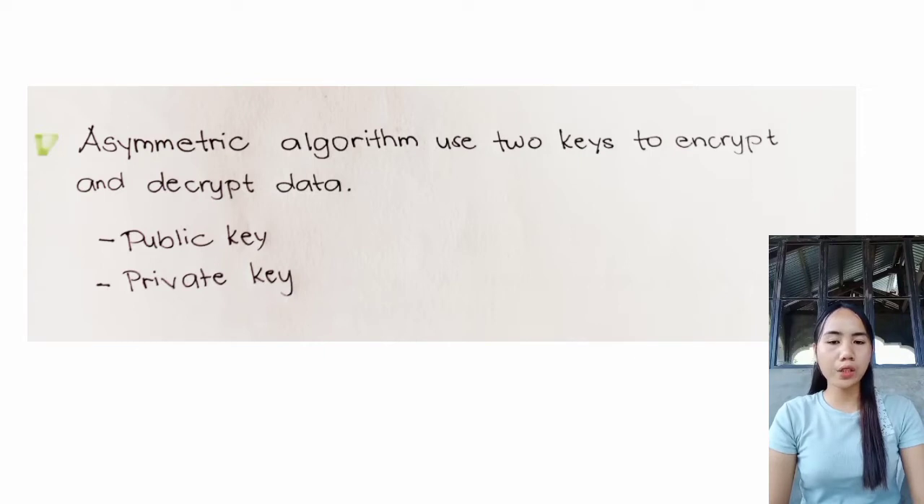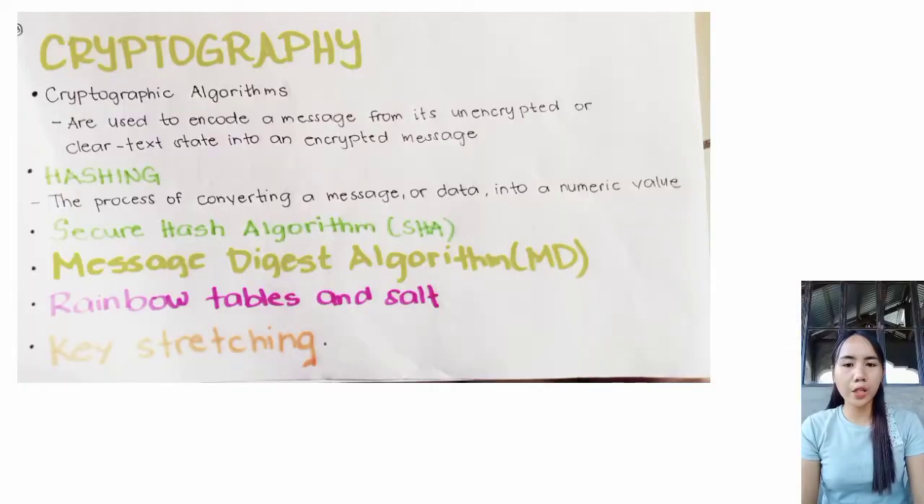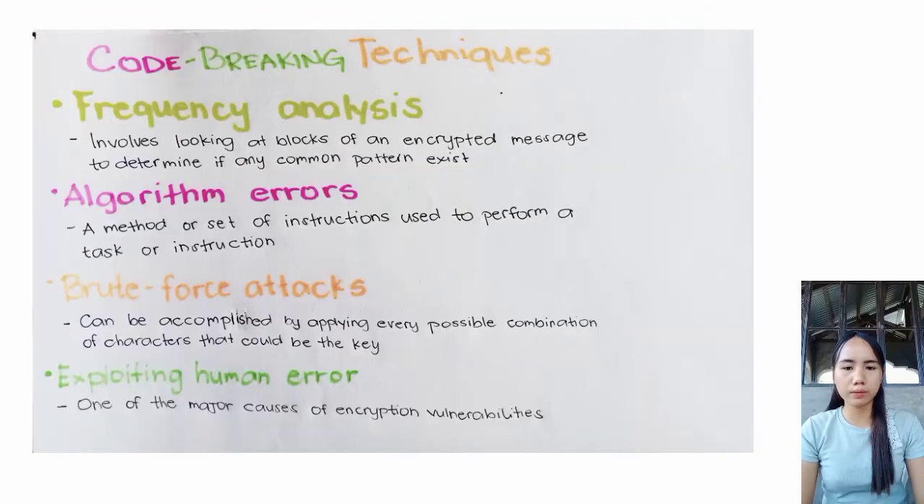As implied in the name, cryptography algorithms are used to encode a message from an unencrypted or clear text state into an encrypted message. We have hashing. Hashing is a process of converting a message or data into a numeric value. The second one is Secure Hash Algorithm. The next is Message Digest Algorithm, and rainbow tables and salt. And lastly, we have key stretching.